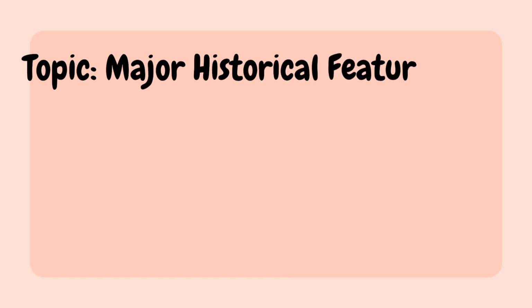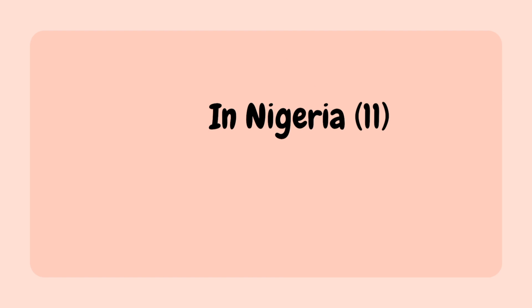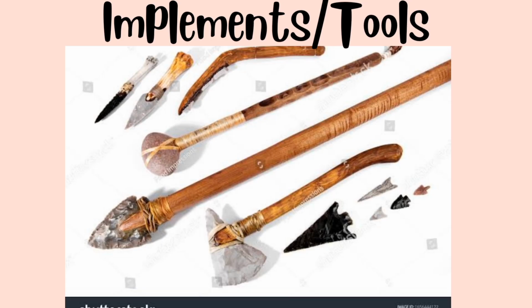Good. So, our lesson for today is major historical features and sites in Nigeria. Major historical features and sites in Nigeria, part 2. Do you remember what we learned in part 1? Do you? So, today we will be looking at implements or tools.